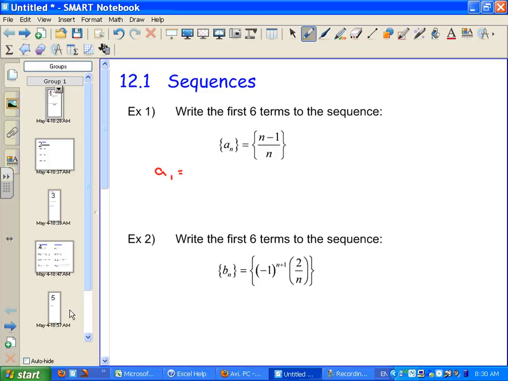Okay, so a sub 1, if I plug 1 in there, what will I get? 0, because I'm going to get 0 over 1, which is 0. If I sub in, so if I plug in 2, what will I get? 1 half. I get 1 over 2, so I get 1 half. Third term? Thirds. Fourth term?